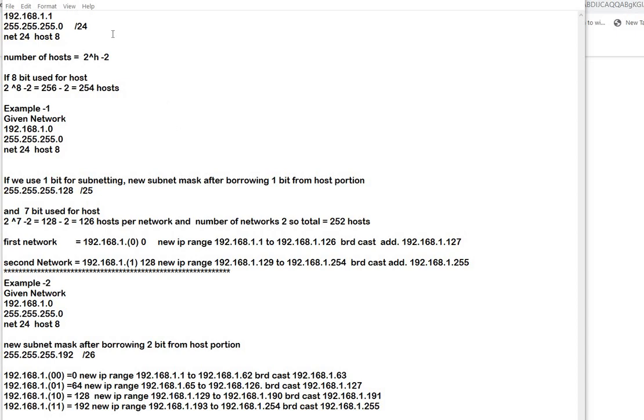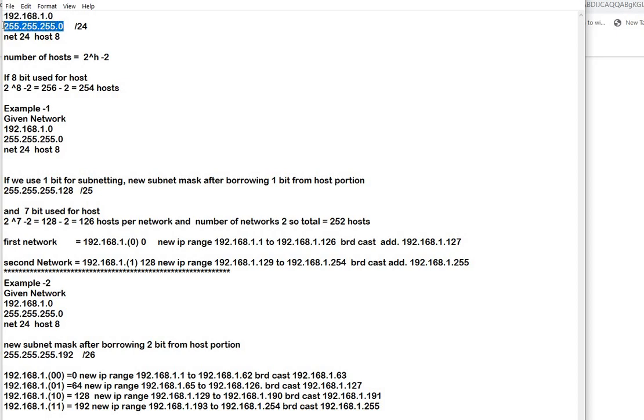Now we see the subnetting part. In subnetting, if we use a class C address like 192.168.1.1, you can say take a network 192.168.1.0. This is a given network to do subnet. But if I take this example of a network, this is a classful network.